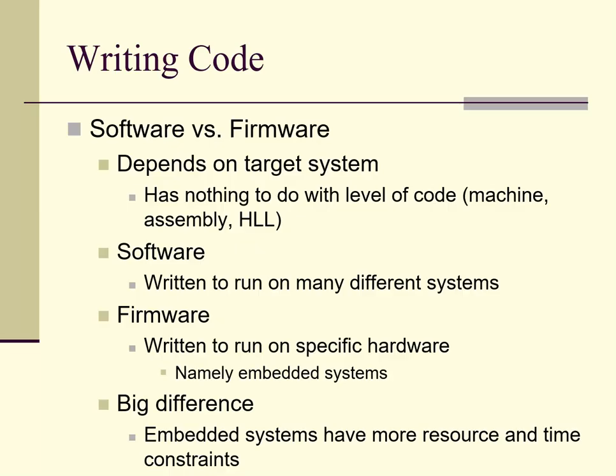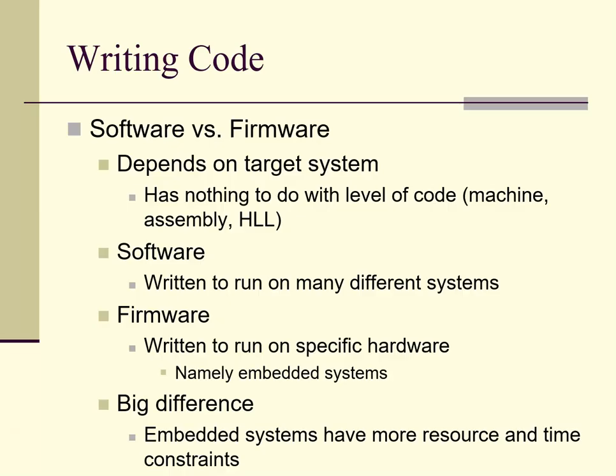Now, whether you're writing software or firmware depends on your target system. Okay, this has nothing to do with whether you're writing machine code or assembly code or a higher level language code. It has to do with the target system. So if you're writing software, if you're writing code that will run on many different systems, it's going to be referred to as software. Doesn't matter how you write it or what level you write it at, it is software.